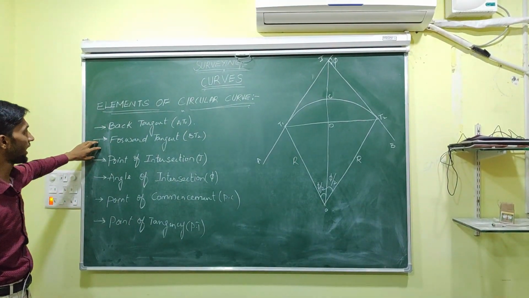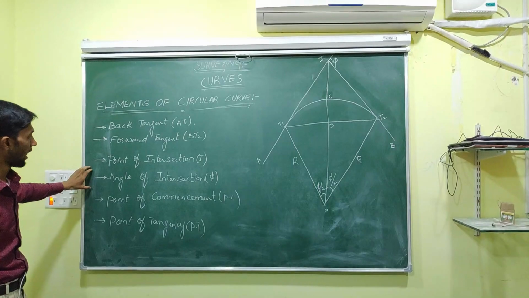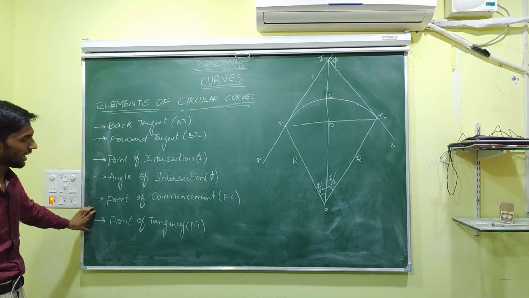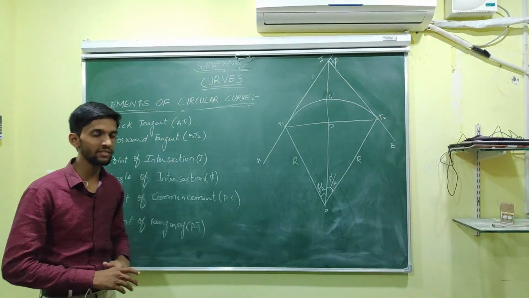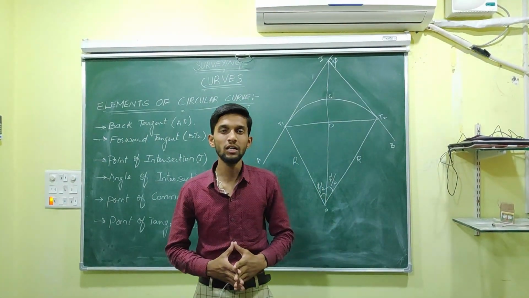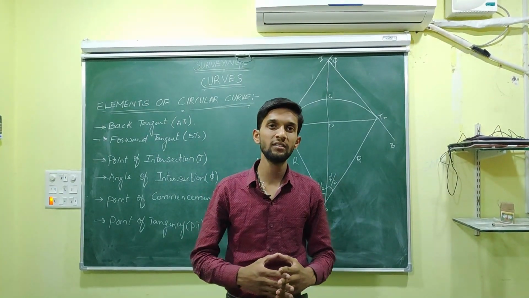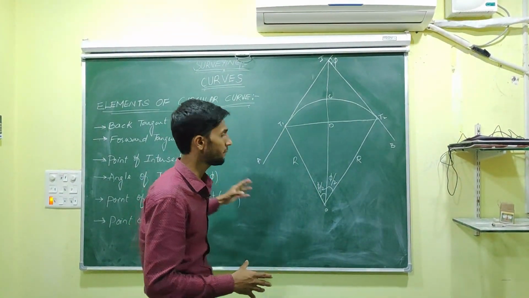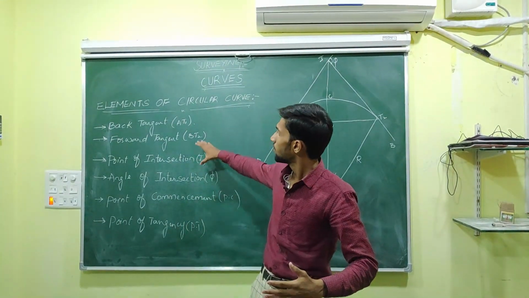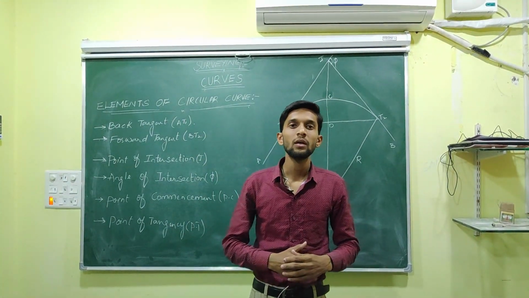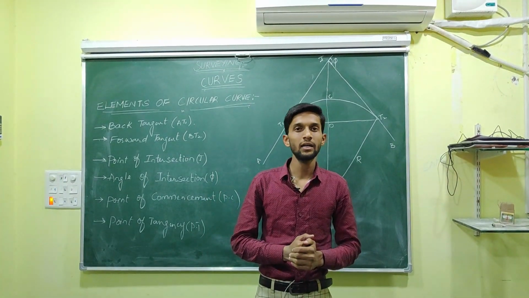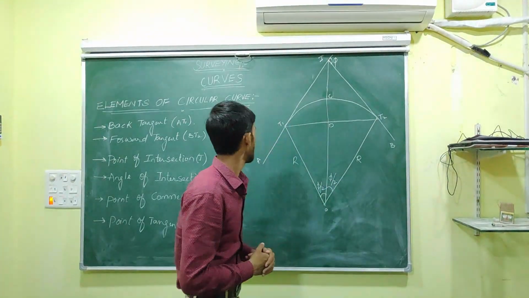Back tangent, forward tangent, point of intersection, angle of intersection, point of commencement, and the point of tangency. These are the words that we are going to use in our circular elements. These are the elements, and these words we are going to use in our circular curve while we are designing the curve.